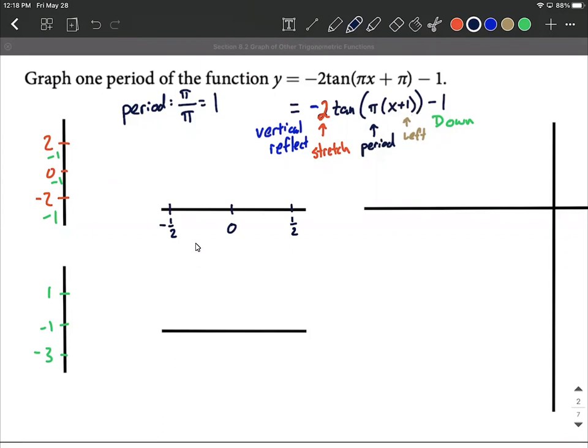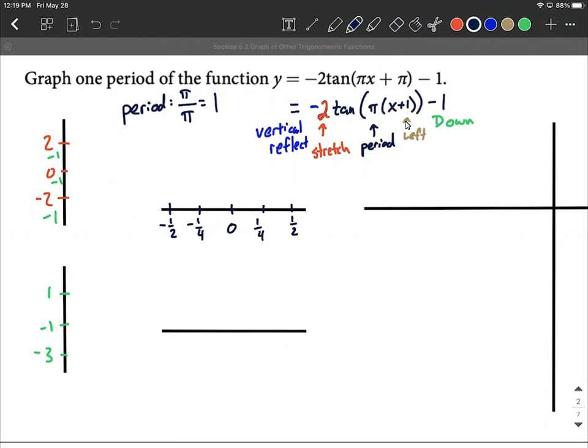The other key values that we'd like to have here are in between -1/2 and 0 is -1/4. That's where one of our key points would typically be. And then +1/4 is going to be between 0 and 1/2. All right, so these outer values, these are where our vertical asymptotes go. And then each one of these inner values are going to be key points that we're going to track around as we try to graph this.